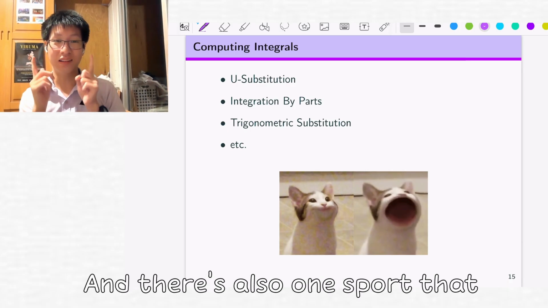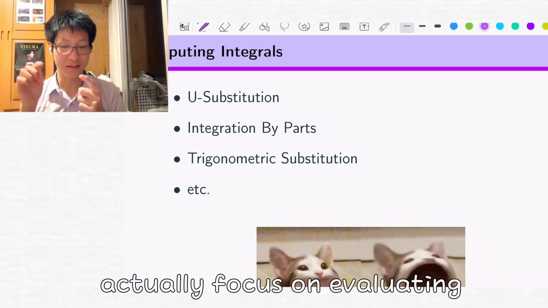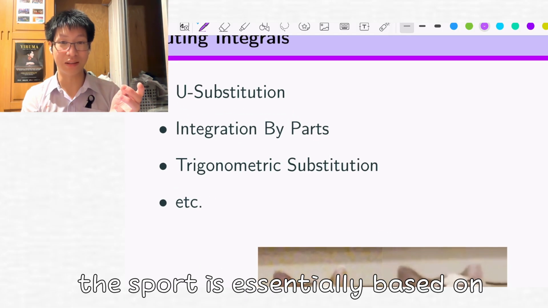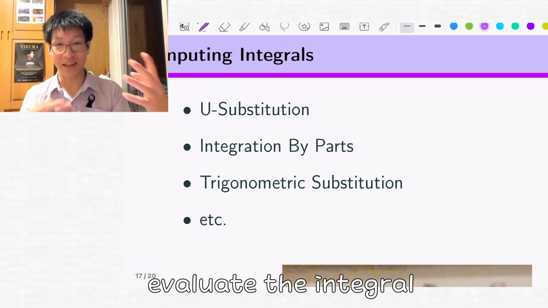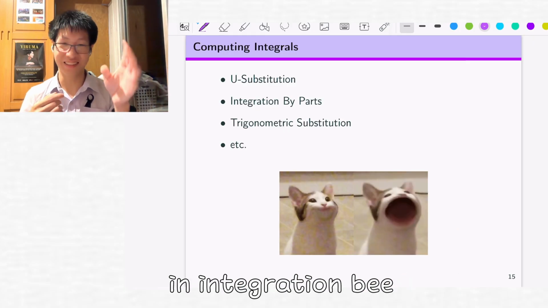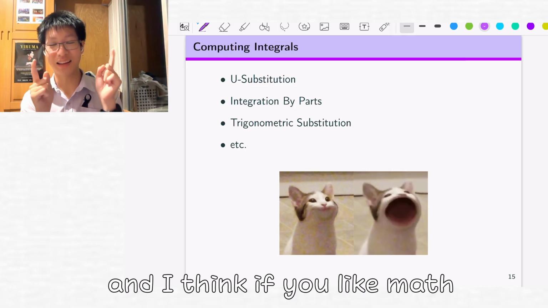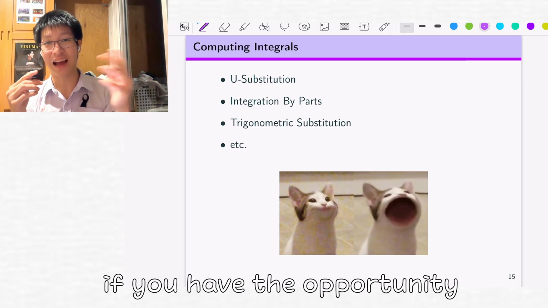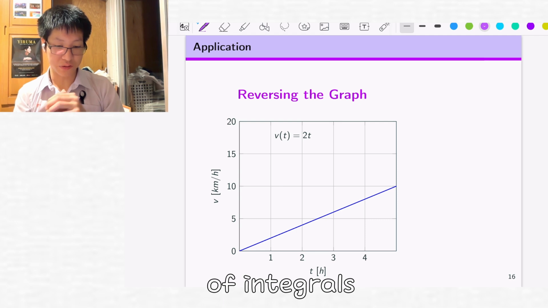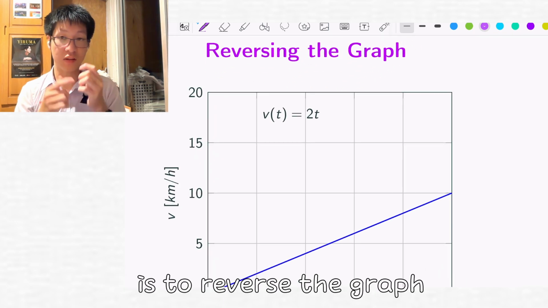And there's also one sport that actually focuses on evaluating integrals, and that is called integration bee. The sport is essentially based on using these techniques to evaluate the integral. I have actually been one of the school representatives myself in integration bee. It's a very fun sport, and I think if you like math, you should definitely try it if you have the opportunity.